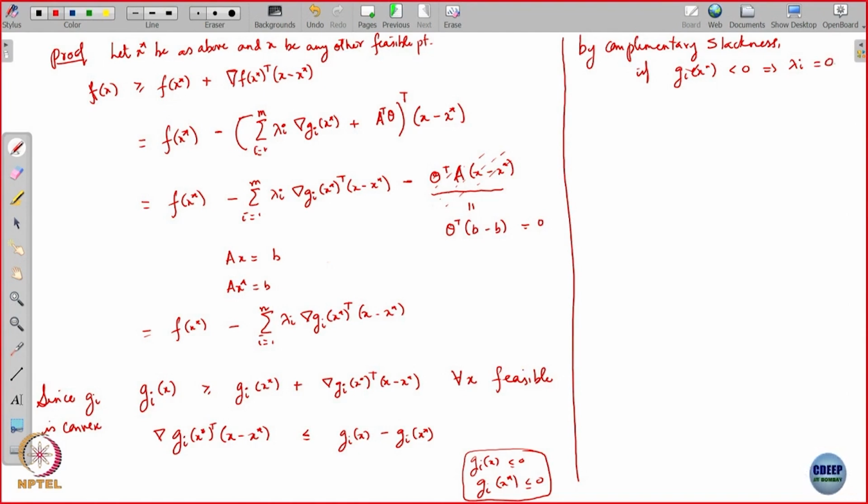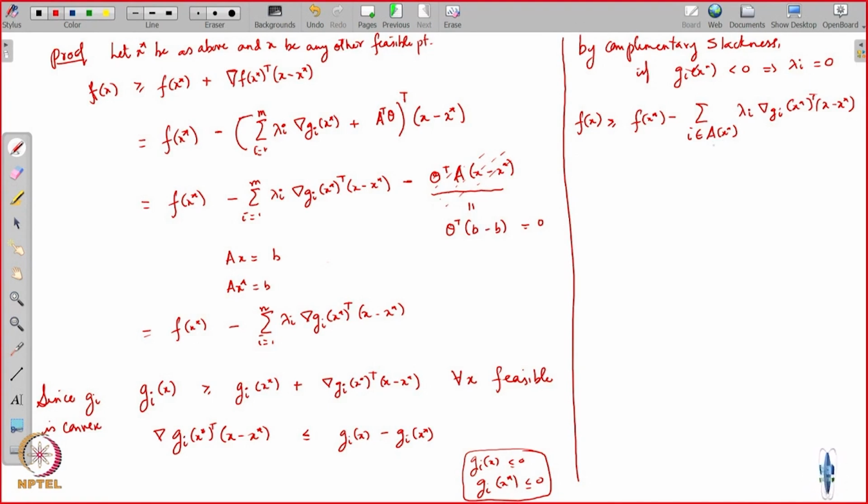So, consequently, if I look at this summation here, this summation actually involves only those lambda i's for which Gi of x star is exactly equal to 0. So, I am going to rewrite this summation now. That gives me f of x is greater than or equal to f of x star minus the sum over i in A of x star of lambda i, gradient of Gi at x star transpose (x minus x star). Now, A of x star, remember, is those indices, those constraints which are active.